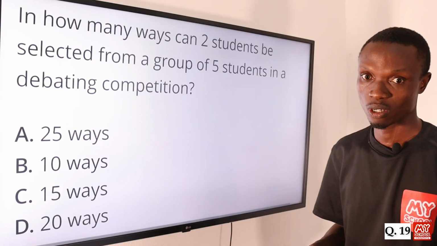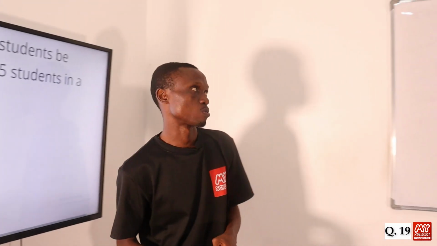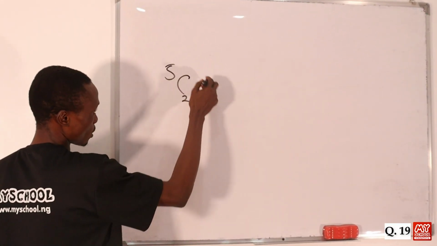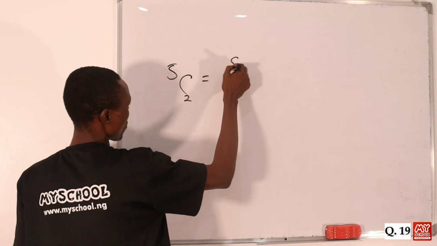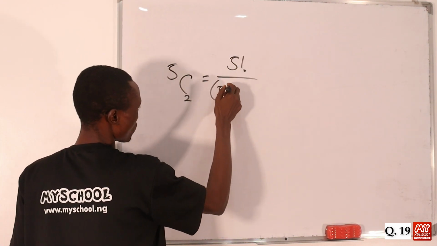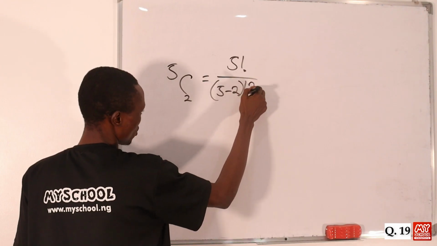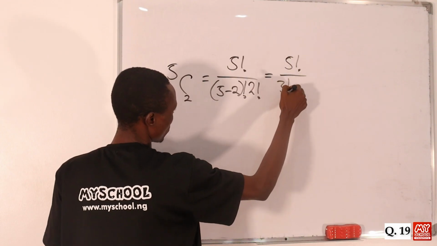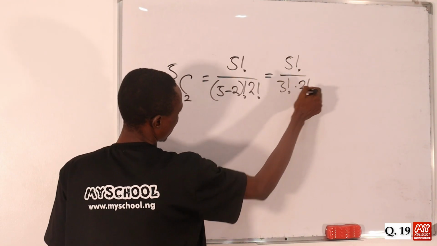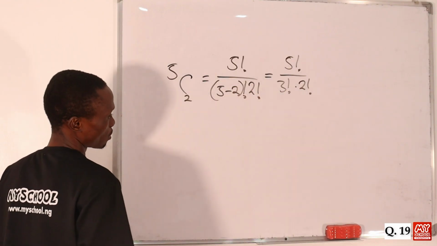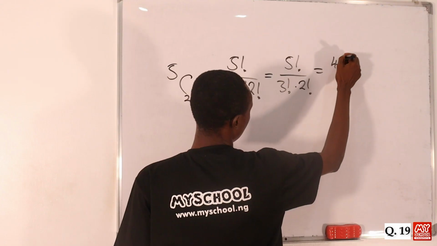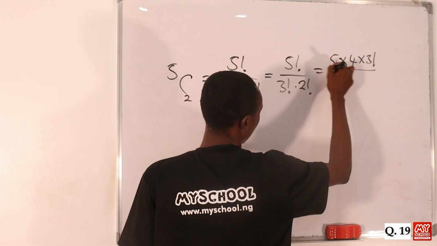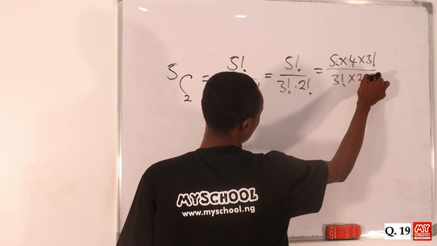So let's move over to the board to provide the answer to this question. The answer is simply 5 combination 2. And 5 combination 2 is equal to 5 factorial all over (5 minus 2) factorial times 2 factorial. So this will be equal to 5 factorial over 3 factorial times 2 factorial, since the brackets symbolize times. So here we'll have 5 times 4 times 3 factorial all over 3 factorial times 2 times 1.